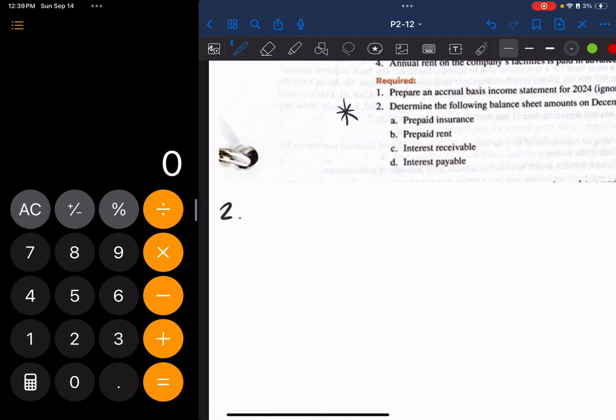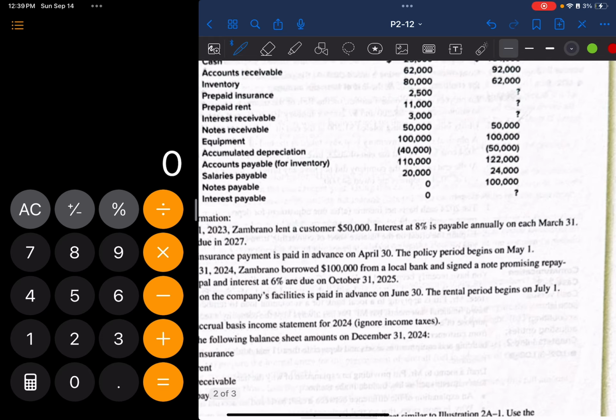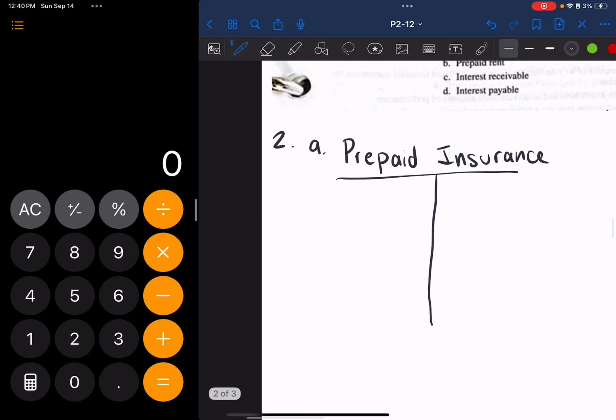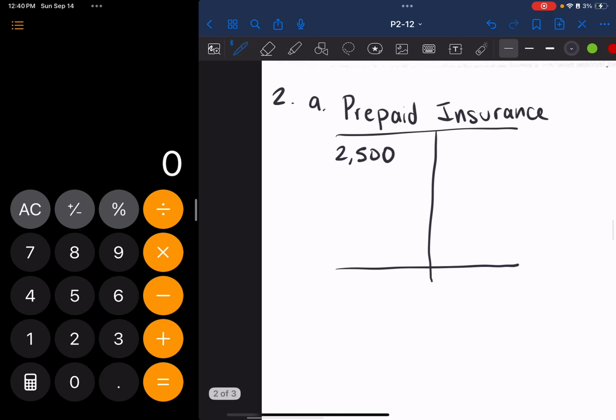So the first one we'll do is prepaid insurance. And I like to set up a T account for this. So let me write this out. So the T account will be the beginning and ending balance of prepaid insurance if it's given. But as you can see, we're only given $2,500 for the beginning balance of prepaid insurance. So we're going to have to work to solve for the ending balance, which is the goal of part 2.